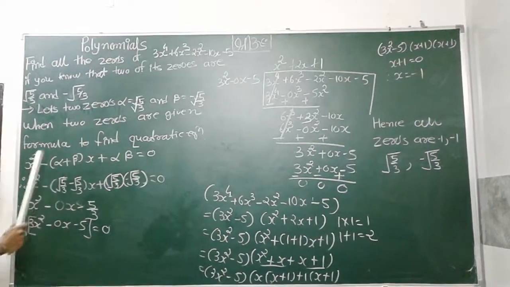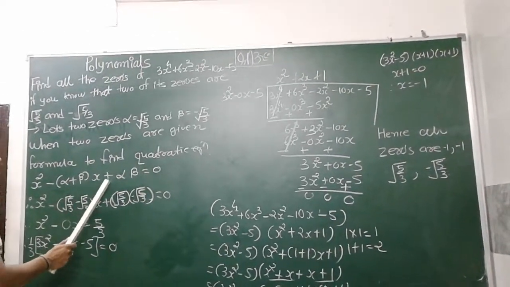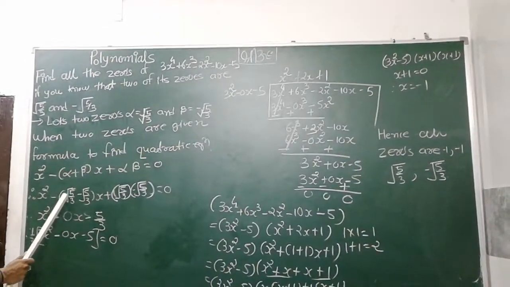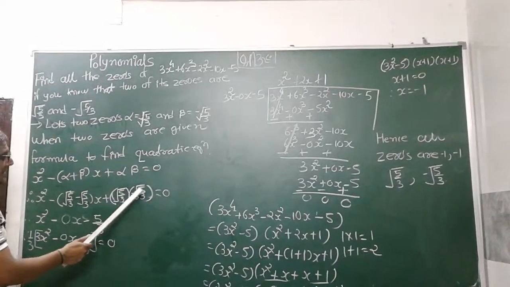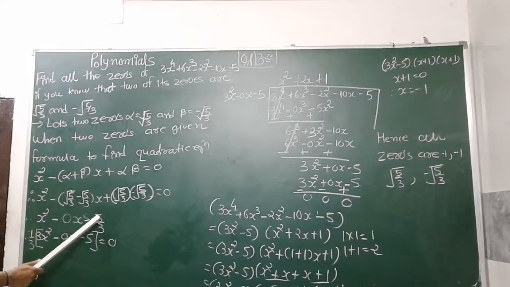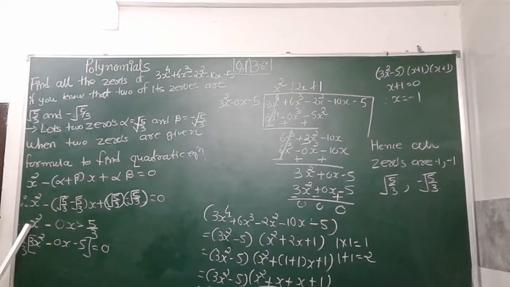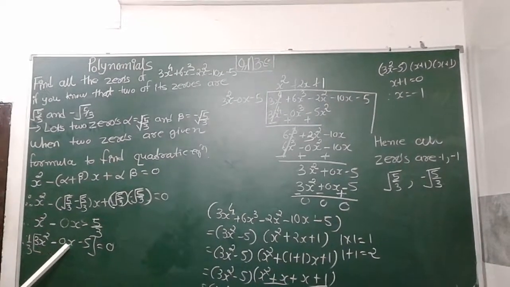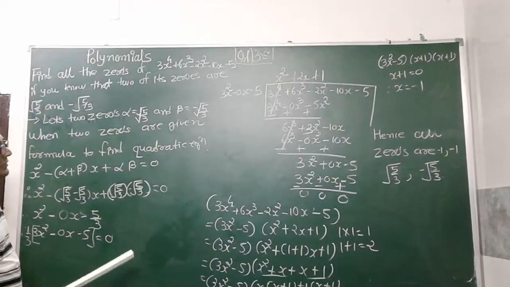So the quadratic equation formula when two zeros are given is x square minus alpha plus beta into x plus alpha into beta. Same as the previous sum, that is plus minus 0, and root 5 upon 3 times minus root 5 upon 3 becomes minus 5 upon 3. We take the LCM, that is 3. So here we multiply with 3, that is 3x square, 0 into 3, that is 0x minus 5, because here 3 is there, so we don't multiply.